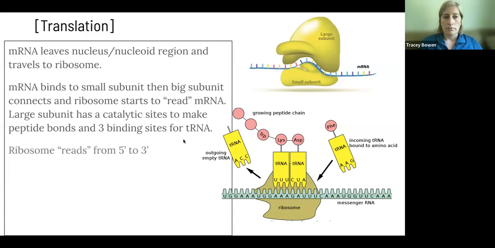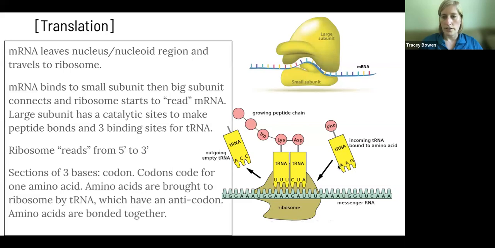And the ribosomes are going to be read from a 5' to a 3' direction, meaning the amino acids are going to be added on to the 3' end from the transfer RNA. And you'll notice here on the transfer RNA, there's 3 little letters on there, and then they match up with the 3 little letters on the messenger RNA. So those 3 letters are called a codon. And then the 3 letters on the transfer RNA are the anticodon. And that anticodon is specific to one amino acid, just like the codon is specific to one amino acid.